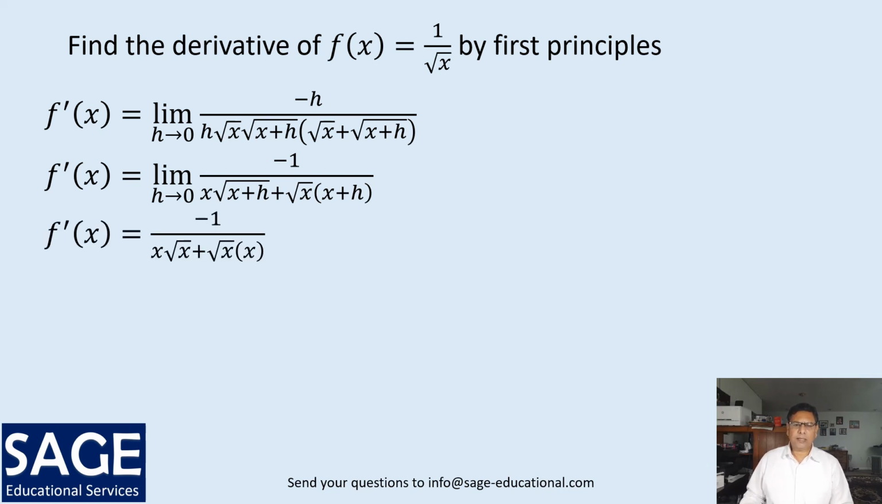And when I do that, I get f prime of x is equal to -1 over x times the square root of x plus square root of x times x. Well, x times square root of x and square root of x times x, they both mean the same thing. So I can combine them, and then I can finally write my derivative as -1 over 2 times x square root of x. So there's the derivative of 1 over square root of x.